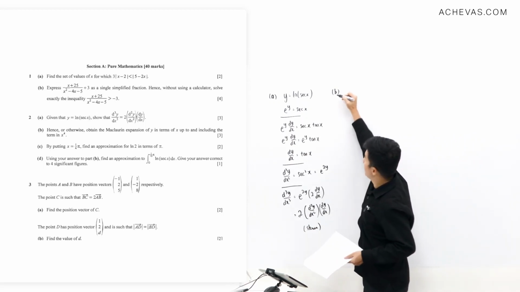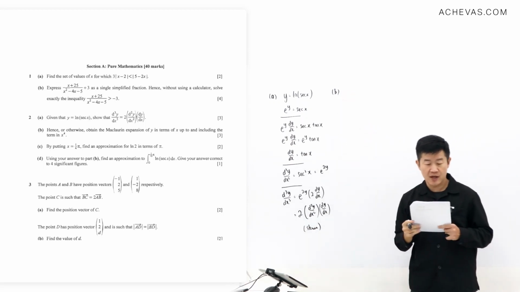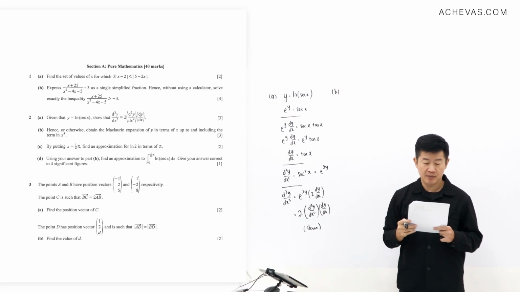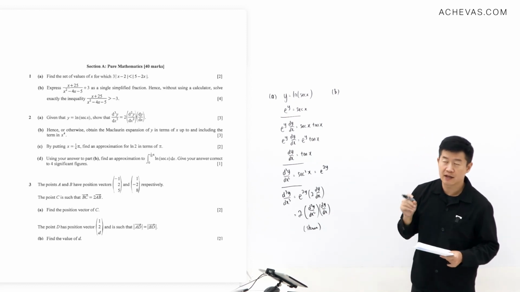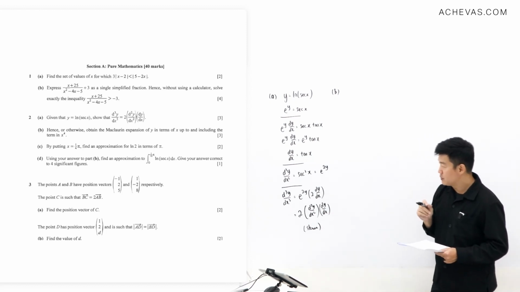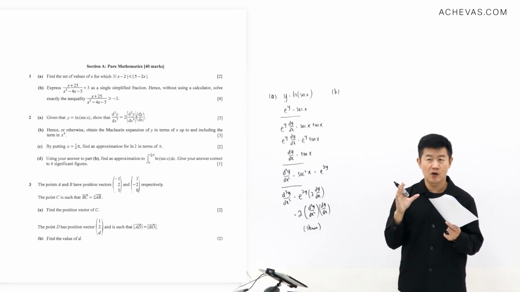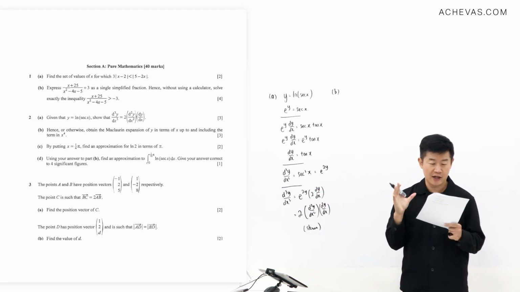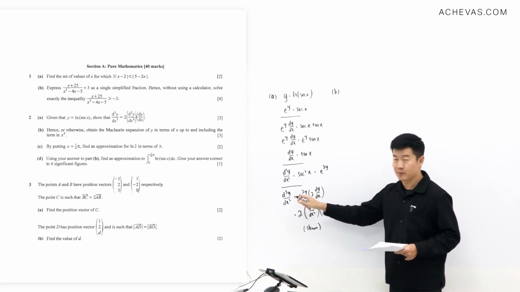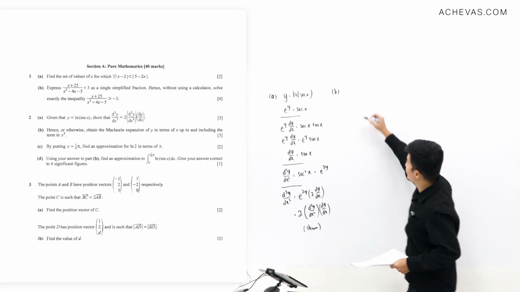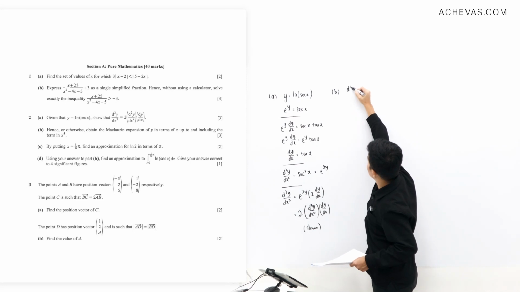And for part B, hence, we are going to try to obtain the Maclaurin's expansion of y in terms of x up to and including the x to the power of 4 terms, which means that we do need to have a d4y dx4 expression. To do that, obviously, I'm going to try to differentiate this again. So differentiating this, on the left-hand side, we have d4y dx4.